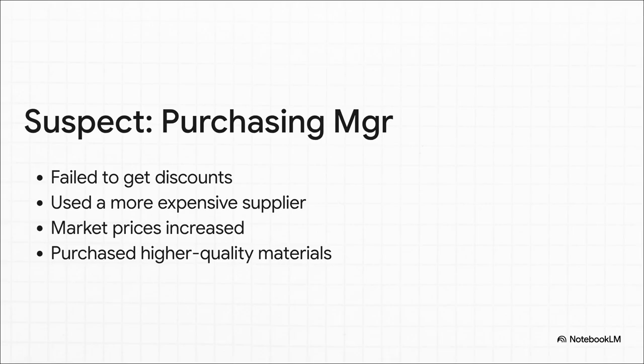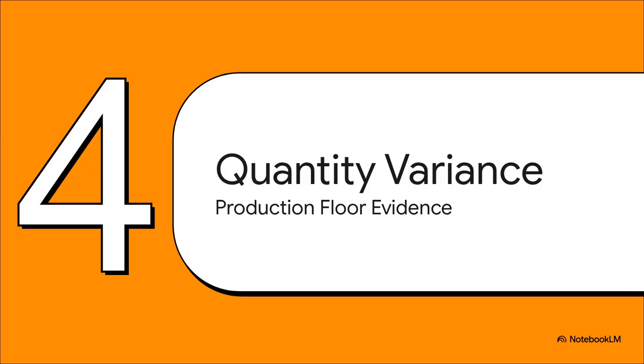So who do we put in the interrogation room for this one? Our prime suspect is the purchasing manager. Their whole job is to get materials at that standard budgeted price. So if there's an unfavorable variance, it could be for a few reasons. Maybe they failed to negotiate a good discount. Maybe they had to place a rush order from a pricier supplier, or hey, maybe market prices just went through the roof. All right, one suspect questioned.